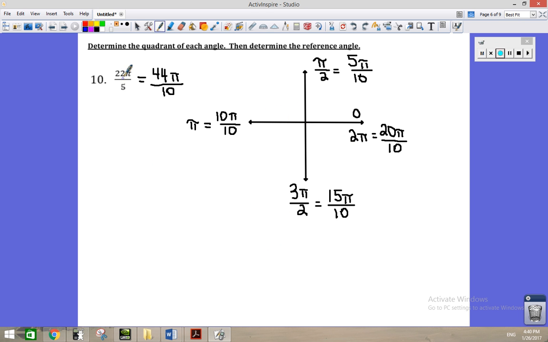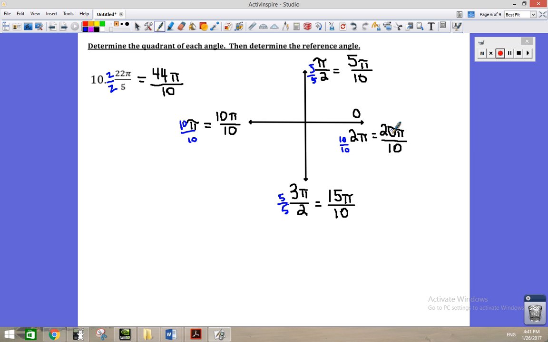So again, they give me another radian measure. Again, it has a denominator of 5. So when I look to my boundary, the denominators of my boundary with 2, the least common denominator of 5 and 2 is 10. So I multiplied this by 2 over 2 to get 44 pi over 10. I multiplied this by 5 over 5. I multiplied this by 5 over 5. And the others I multiplied by 10 over 10. Alright, so now I compare.